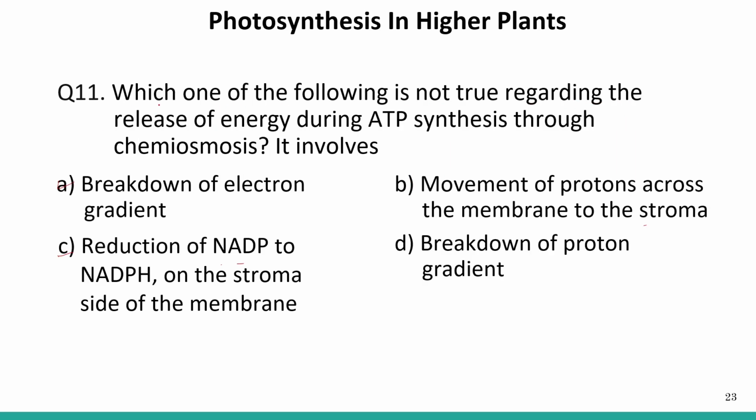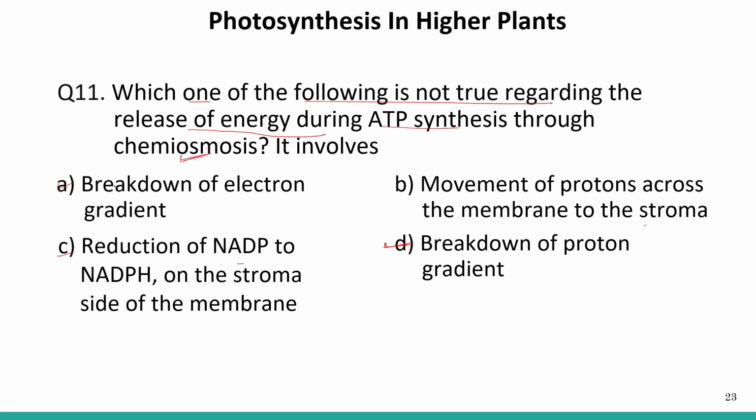Okay. Alright, now let's move on to the next question, which is which one of the following is not true regarding the release of energy during ATP synthesis through chemiosmosis? Okay. So chemiosmosis, we already know that chemiosmosis is related to the generation of ATP by the breakdown of the proton gradient. Okay, first there is a development of a proton gradient as the electron move from one carrier to another carrier, or as the electron move downhill. All right, and this breakdown of the proton gradient later leads to the ATP synthesis.